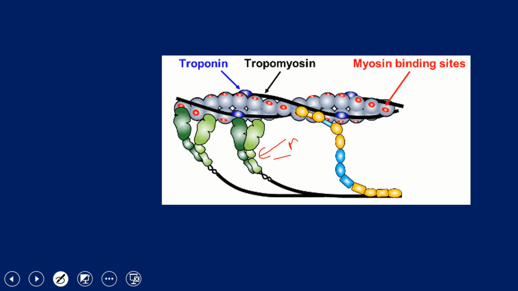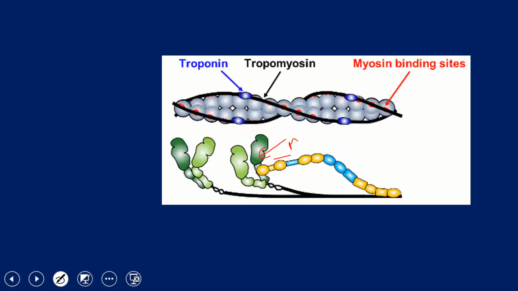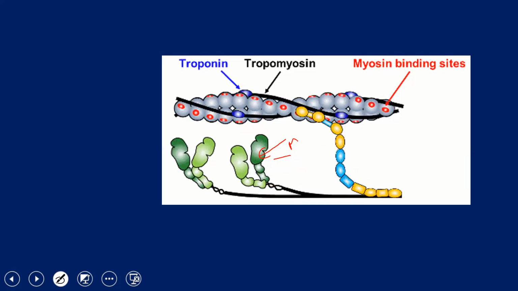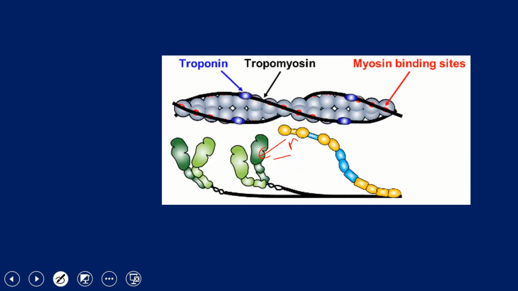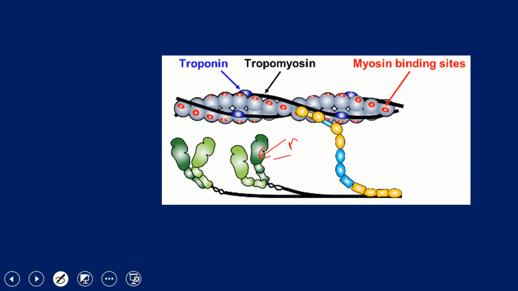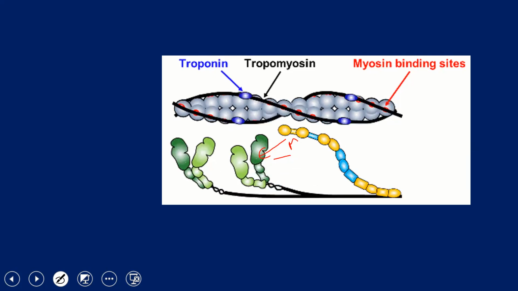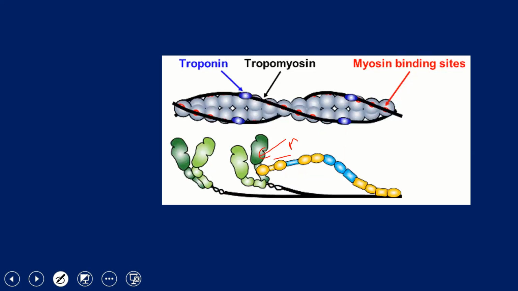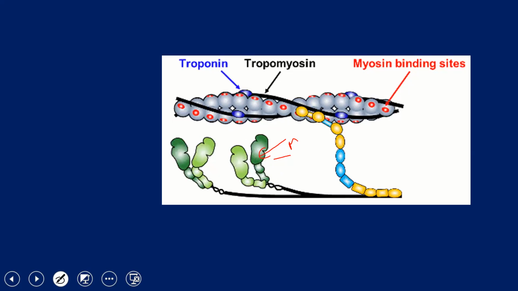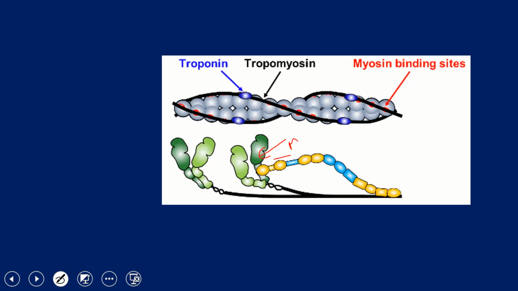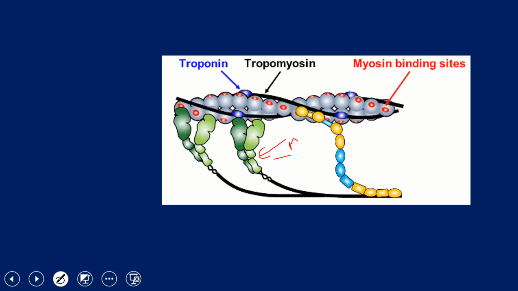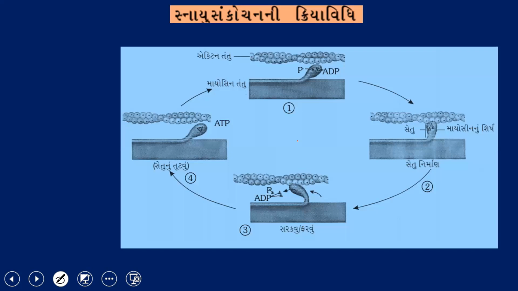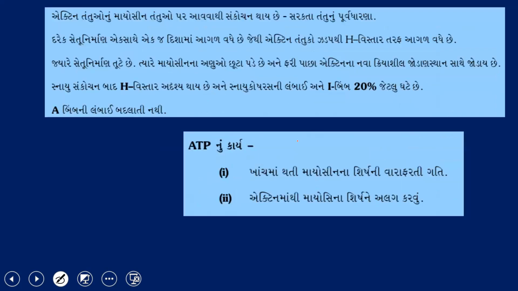Okay, beta, got it. Yes, sir. That is why the cross bridges are formed and the sliding filament happens. That is why muscle contraction happens.